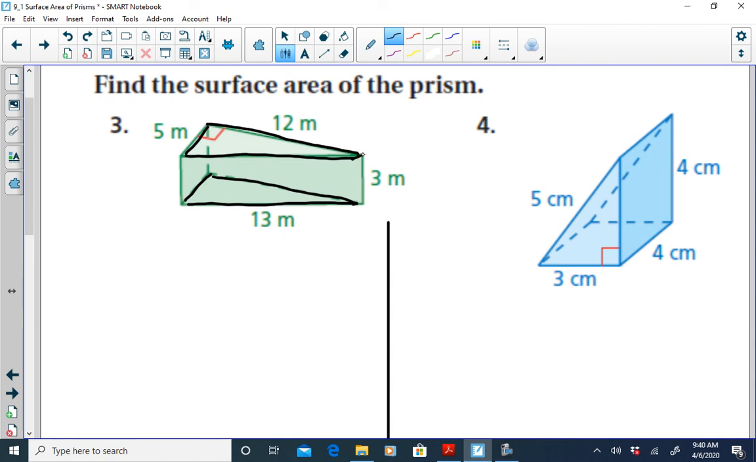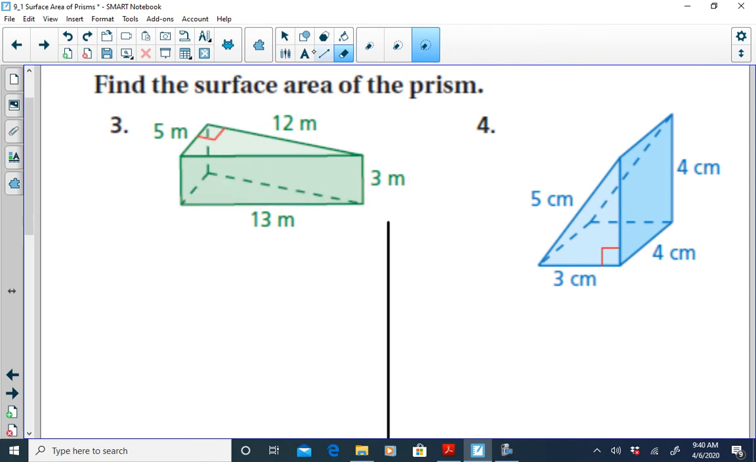Those are your bases. And when you have a prism, the lateral faces are going to be rectangles, right? And that's key that we understand that in a prism, your lateral faces are going to be rectangles. So my lateral faces are all rectangles. My bases are triangles. So let's erase that.